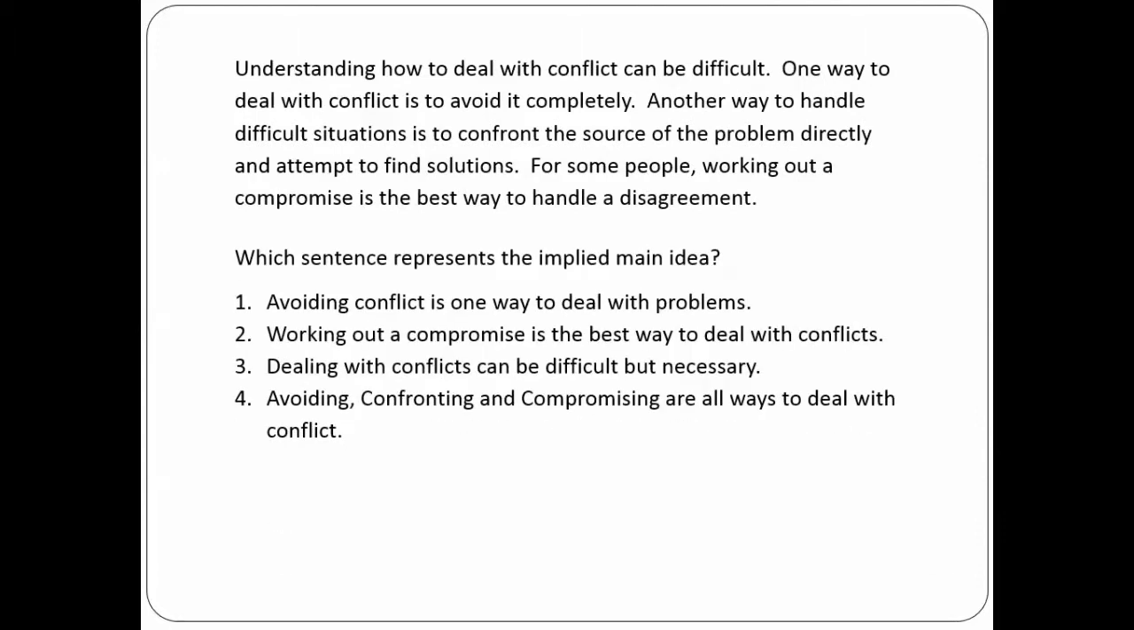Which sentence represents the implied main idea of the passage? 1. Avoiding conflict is one way to deal with problems. 2. Working out a compromise is the best way to deal with conflicts. 3. Dealing with conflicts can be difficult but necessary. Or 4. Avoiding, confronting, and compromising are all ways to deal with conflict.